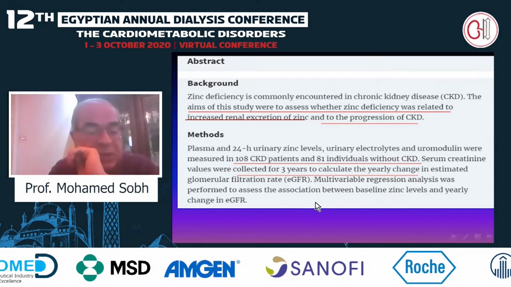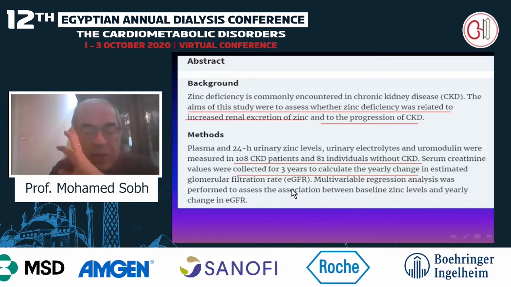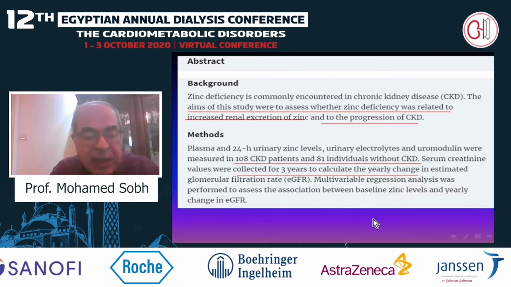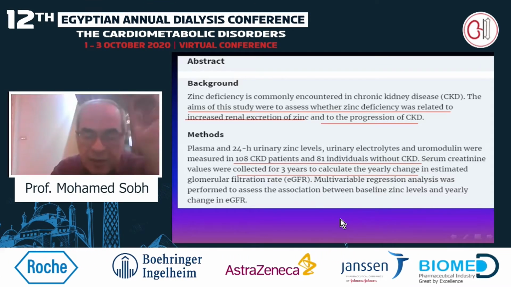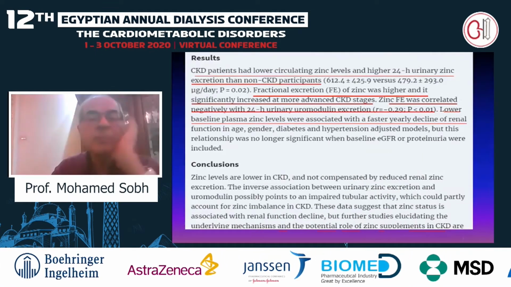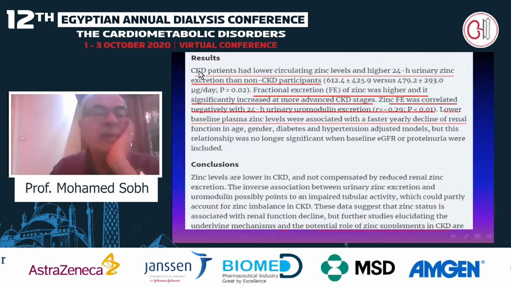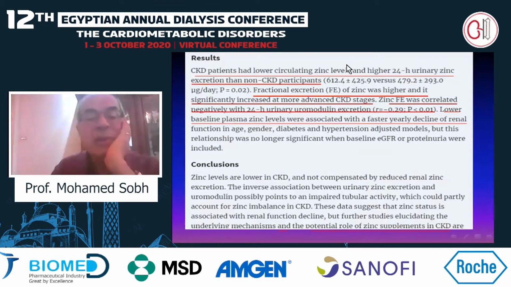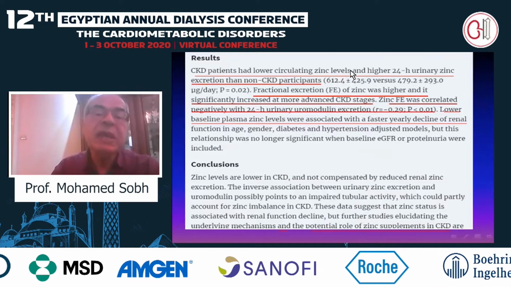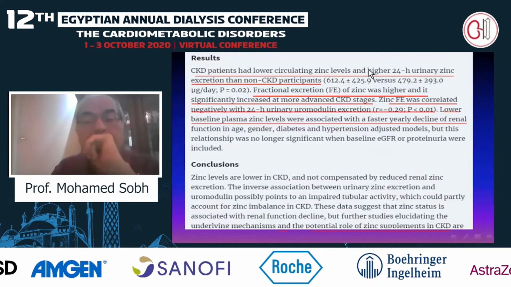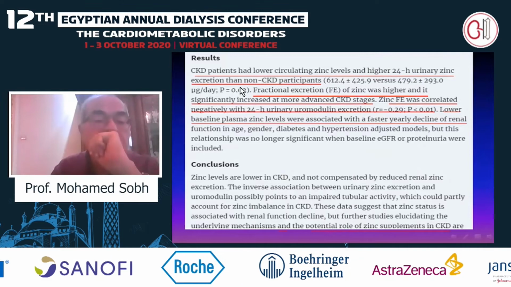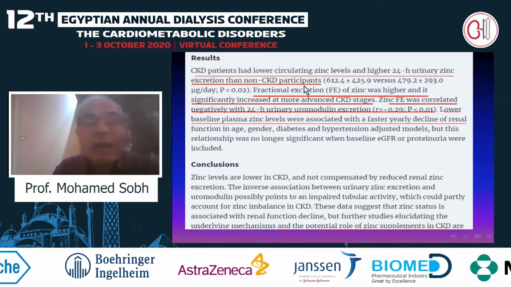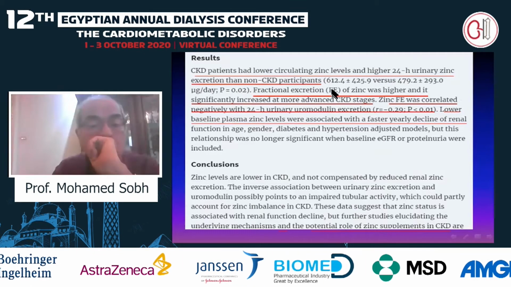Multivariate regression analysis was performed to assess the association between baseline zinc at the beginning and the yearly change in GFR. What they found: CKD patients had lower circulating level of zinc, so low zinc level in blood, and higher 24-hour urine excretion, so hypozincemia and hyperzincuria, than in healthy control.